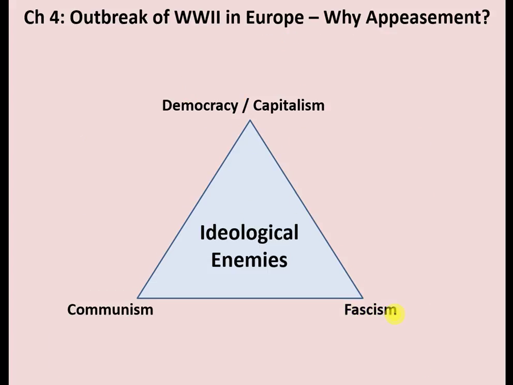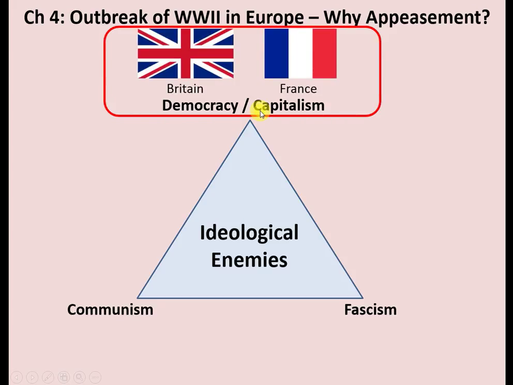Now let's look at the next chapter, chapter 4, which is the reasons for the outbreak of World War II in Europe. The first main reason we're going to look at is appeasement, and in this case, the reasons for appeasement. Earlier we looked at Germany as one country and the different ideological groups within the country. Now we're looking at different countries themselves and how they followed different ideologies. Do remember Britain and France followed the ideology of democracy and capitalism.